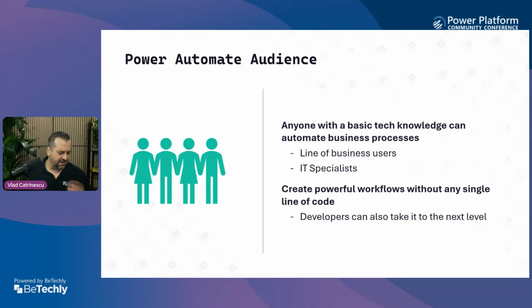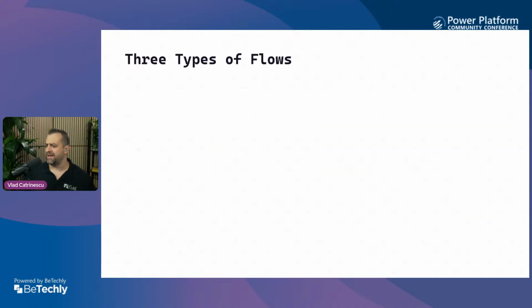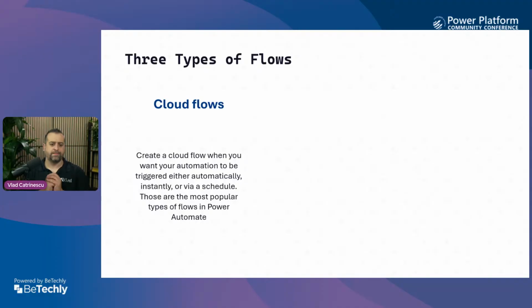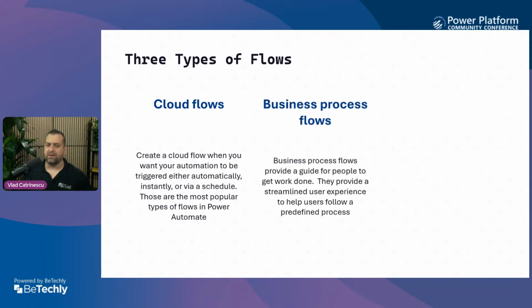In Power Automate, you'll see three types of flows being mentioned. The first one, and the most popular by far, if I'm honest here, are cloud flows. This is when you connect to any cloud service or even on-premises service that has an API. Now, I know some of you might want to automate processes in Power Apps or model-driven apps, and this is where business process flows come in. Those are a bit different because they're not running in the backend. They're more like a recipe, like a process that you follow on screen.